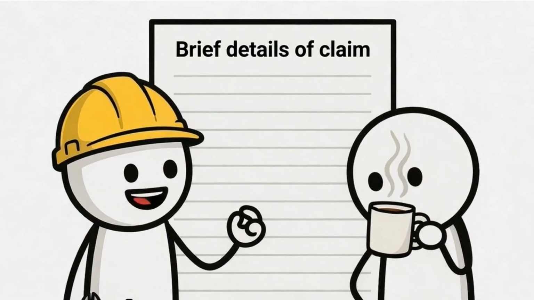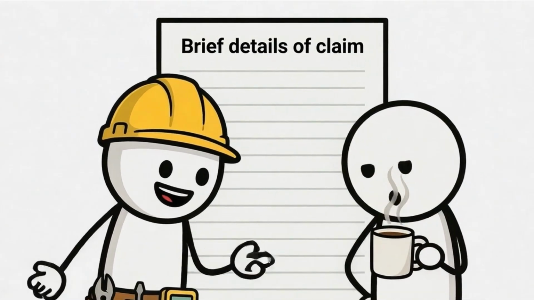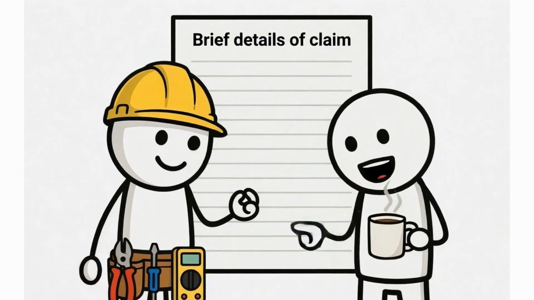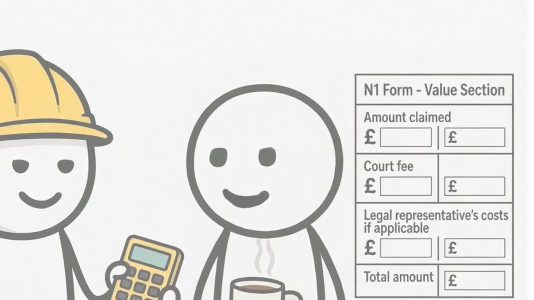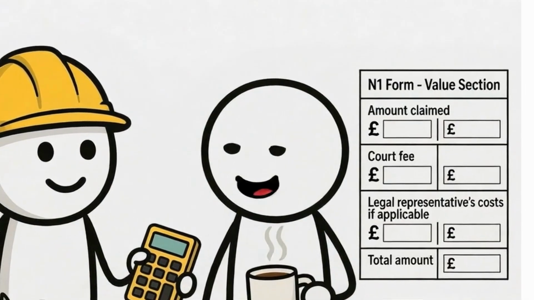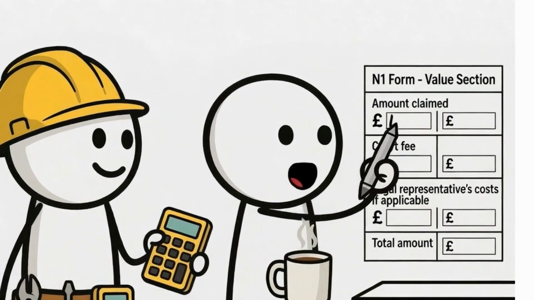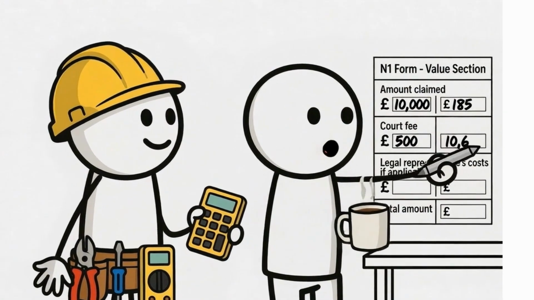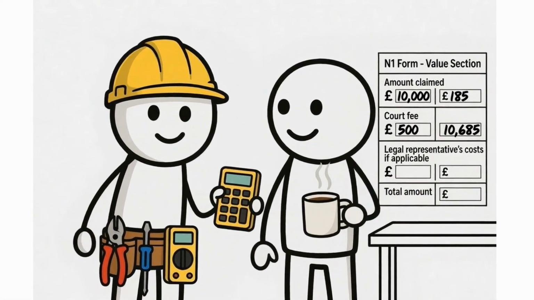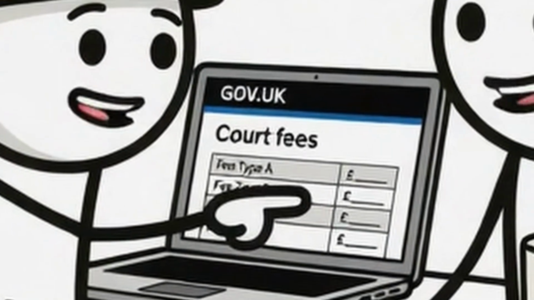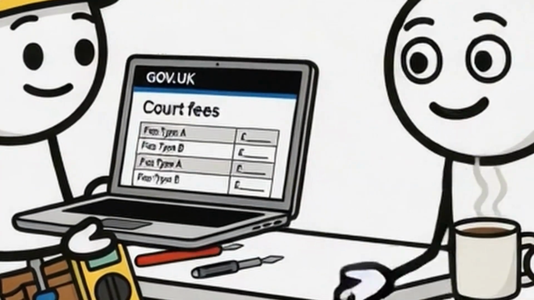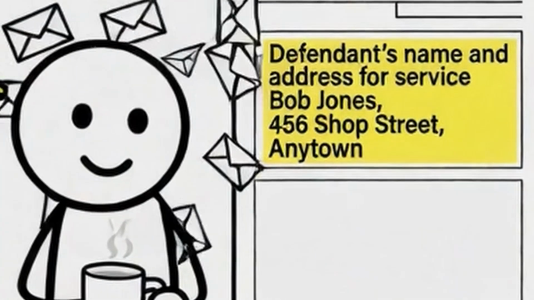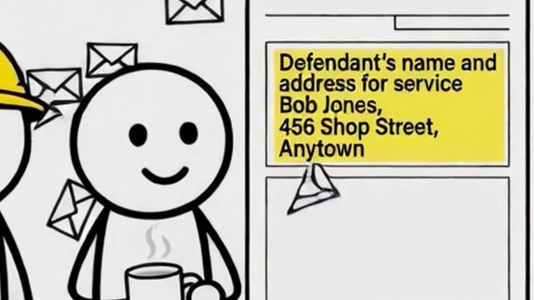In the Brief Details of Claim box, a short summary is common. This section usually gives a high-level overview of the nature of the dispute and is typically limited to a short paragraph about what the claim is about, rather than the full history of events. The Value section usually sets out the amount being claimed. The N1 form includes separate areas for the amount claimed, court fee, legal representative's costs if applicable, and the total amount. Court fees and recoverable costs can depend on the type and value of the claim, and current fee guidance should be checked.